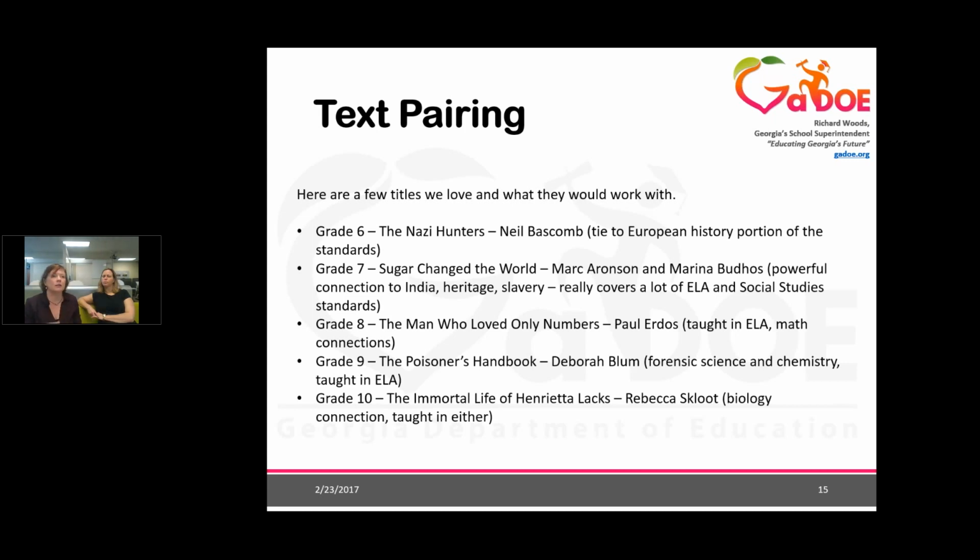And of course, to me at least, it's a little challenging to find novels that work well in math, so this was very exciting.